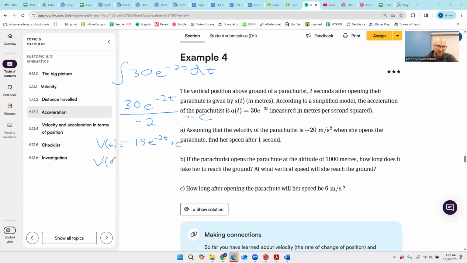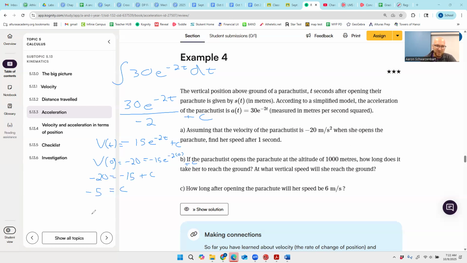I know v of 0. It tells me that's negative 20. That's my initial velocity, so I need to plug that in, and I've got my plus c there. So negative 20 equals negative 15, e to the negative 2 times 0 is e to the 0, which is 1, plus c. This is a case where you need to make sure you plug it in. Don't just assume that c is the initial velocity, even though it often is.